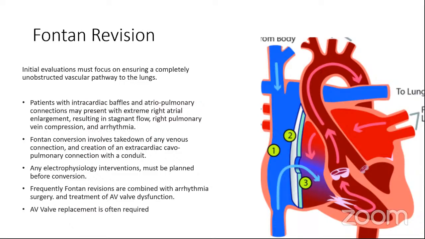However, because the extracardiac Fontan excludes the systemic veins from the heart, any catheterization procedures requiring access to the atria must be planned before the conversion, especially the electrophysiology interventions. Therefore, Fontan revisions are frequently combined with arrhythmia surgery and treatment of atrioventricular valve dysfunction. Valve repairs are often complex in these patients, and replacements are often required. It depends on the patient's anatomy, ventricular function, and pulmonary vascular resistance.